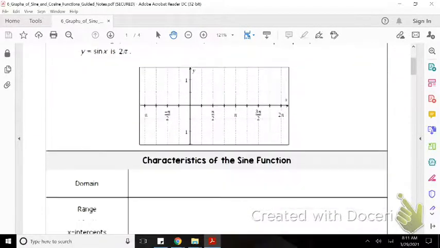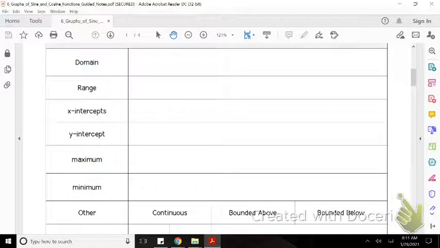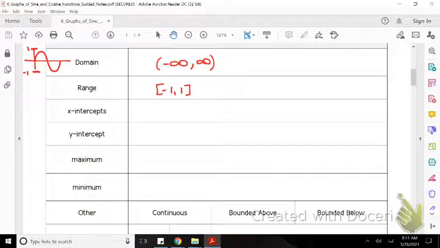All right, so looking at that, keep yours up so you can see it. Some characteristics. Now I'm just going to sketch mine real quick here. It does keep going to the left and the right, so the domain is negative infinity to infinity. Now my graph only goes down to negative 1, and it only goes up to positive 1, so therefore its range is negative 1 to 1 inclusive.